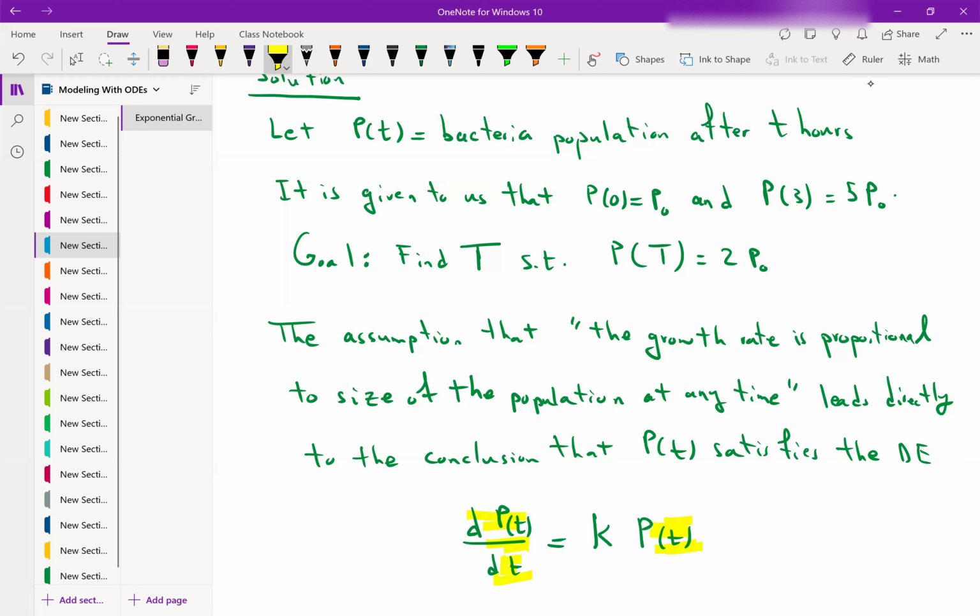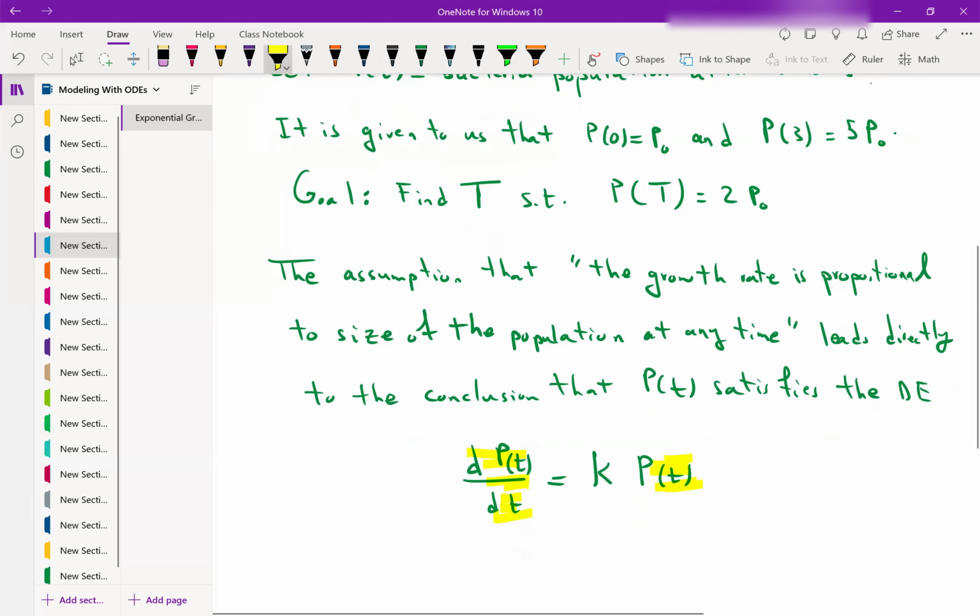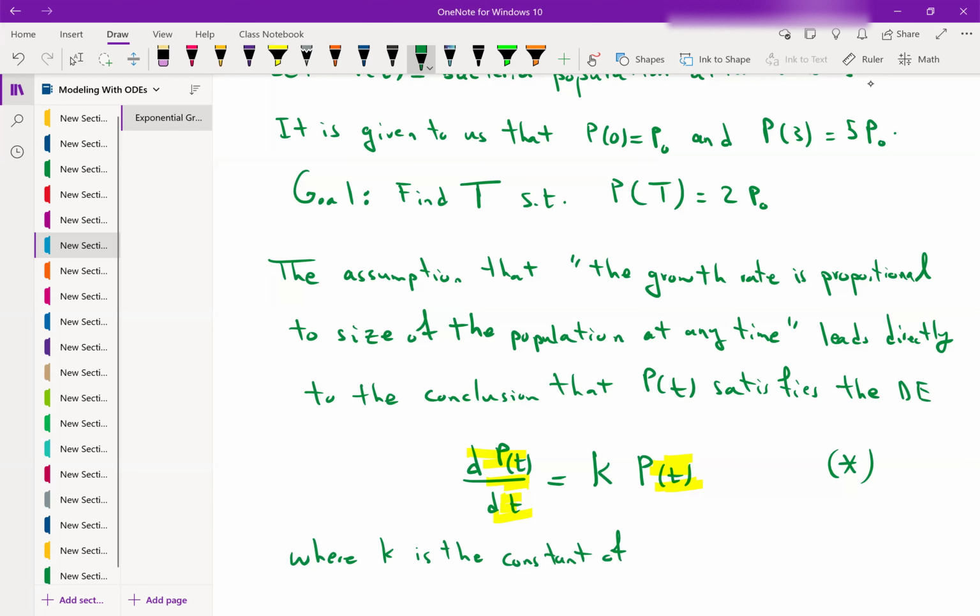People saw that for this particular species, bacteria, the rate of change is proportional to the current value. So I'm going to call this a star. This is our main differential equation. This k is the name I use for the constant of proportionality. At this point, we don't know what it is, but hopefully based on the information given to us in the statement of the problem, we will be able to figure out what this k should be, where k is the constant of proportionality, which by assumption we know exists, right? Constant of proportionality.